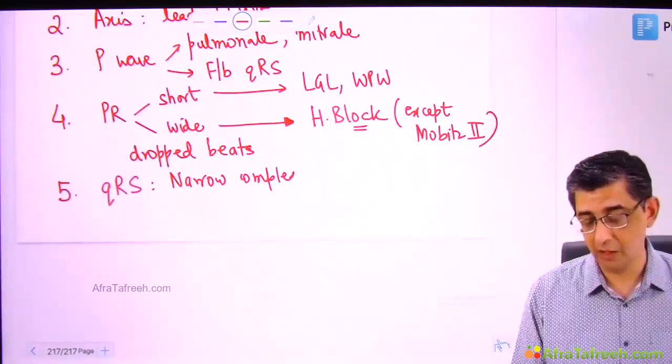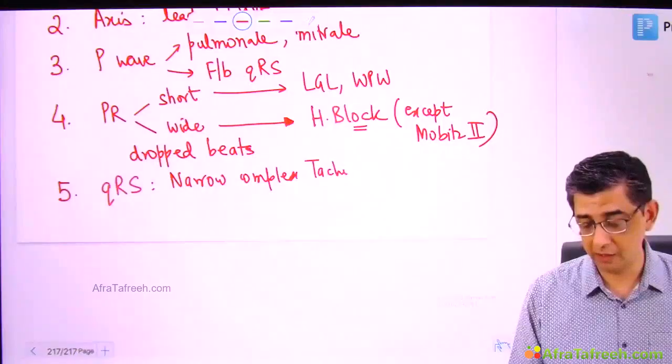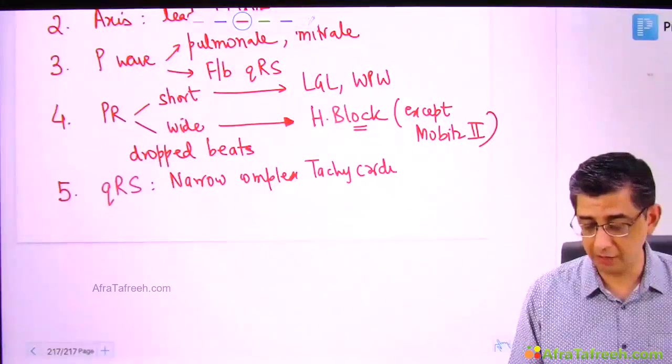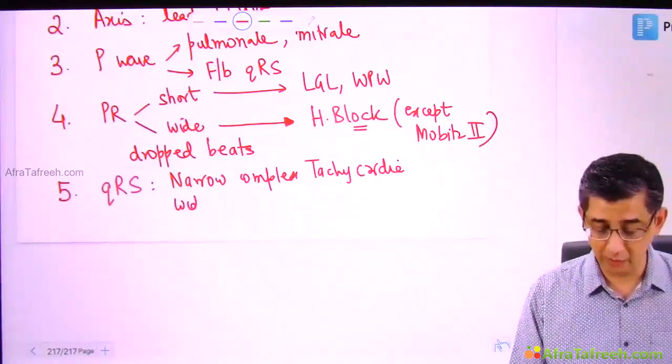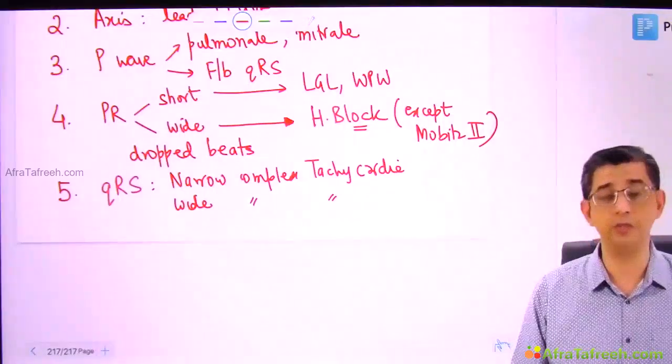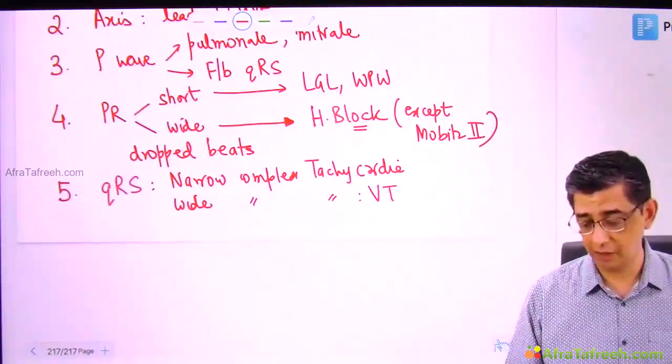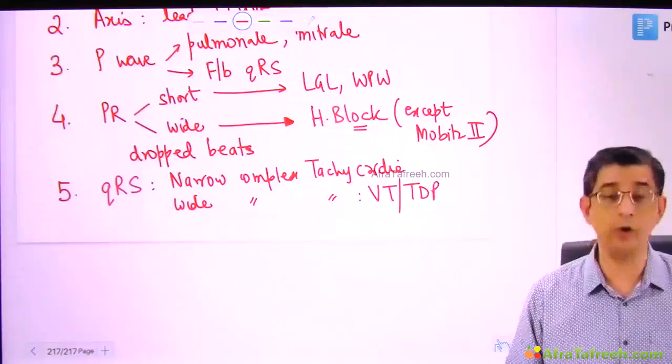That's always going to be a supraventricular tachycardia in the form of atrial fibrillation, atrial flutter, PSVT, or AVNRT. But when it comes to a wide complex QRS tachycardia, the options are limited to either a ventricular tachycardia or a torsades de pointes.